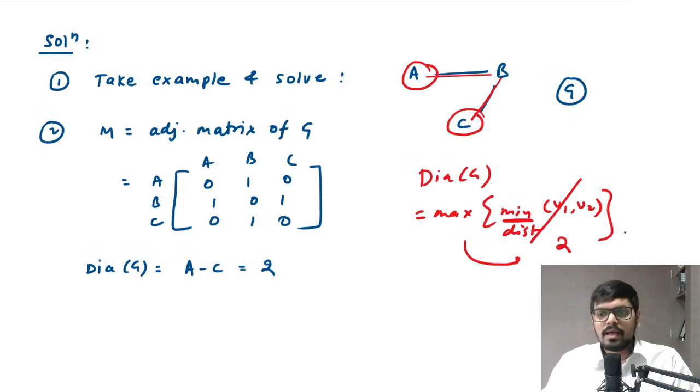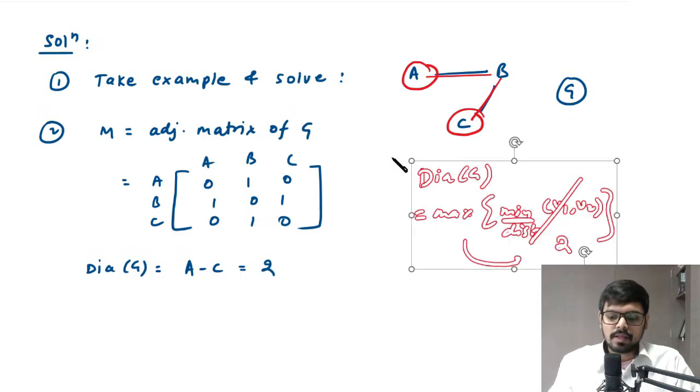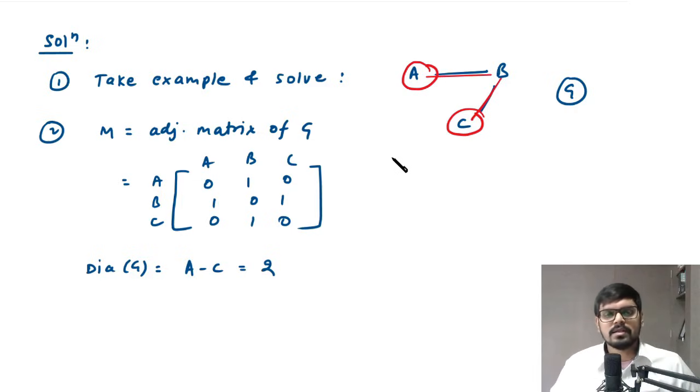You will get the maximum value of all the shortest distances. Okay, and we got the diameter. Diameter is 2, you can see here. We can move forward and we can comment on G2 now.